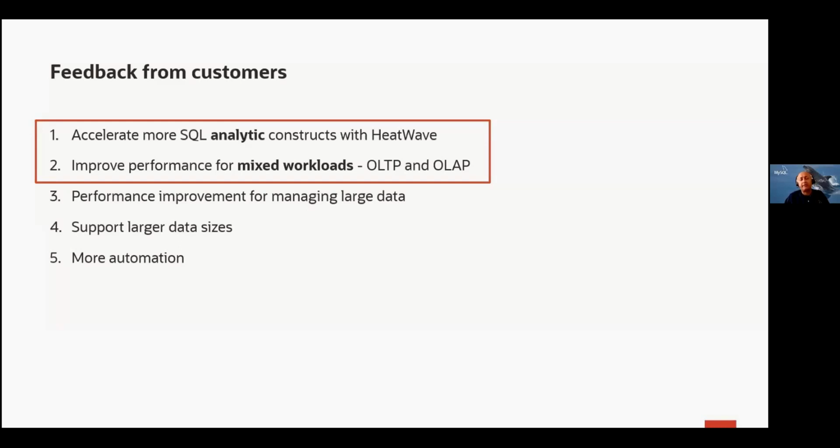And we got a lot of feedback from customers that it will be great if HeatWave can attend to those. So what we're going to do today is talk in depth about what specifically we have done to attend to these two classes of feedback.